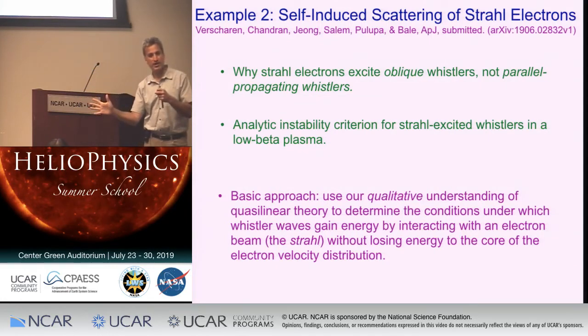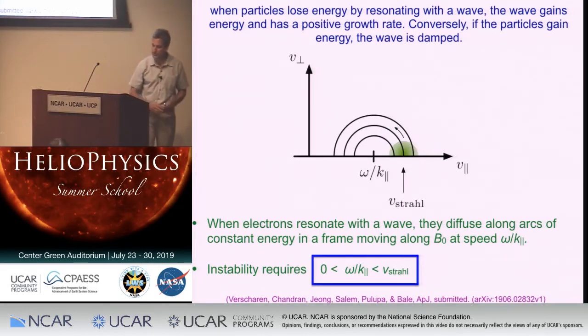If the particles gain energy by interacting with a wave, by conservation of energy, the wave loses energy. That's wave damping. In contrast, if the particles lose energy by interacting with the wave, the wave gains energy. That's a case like I'm describing here where the waves grow unstably. Let's see if we can figure out how this works. First, what is the condition under which the electrons will lose energy by interacting with this wave?